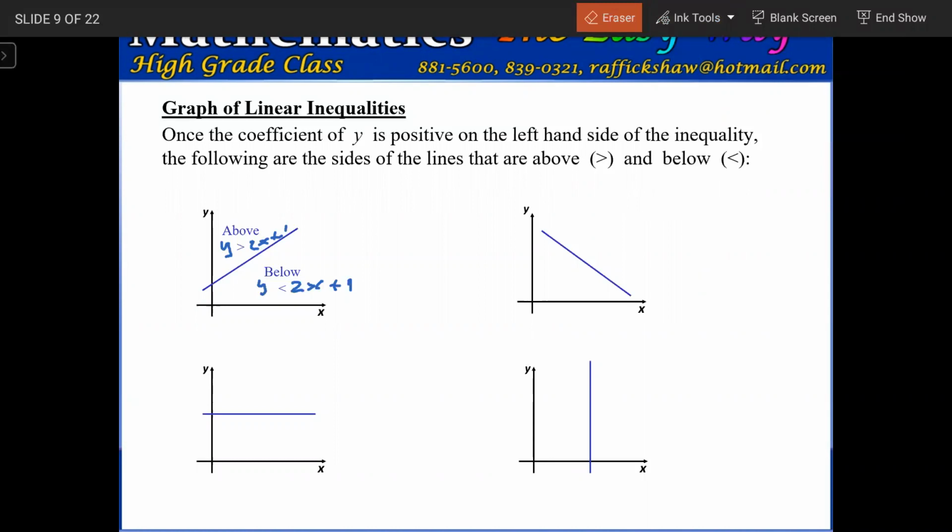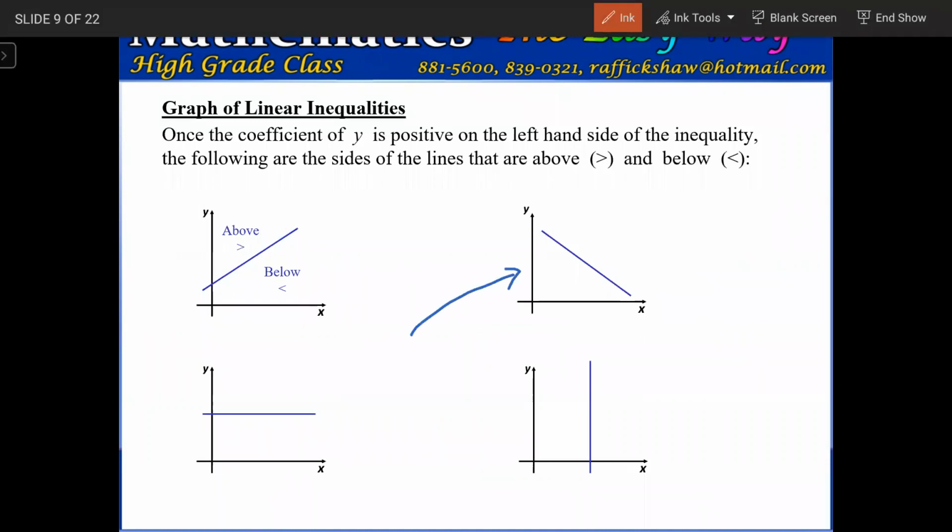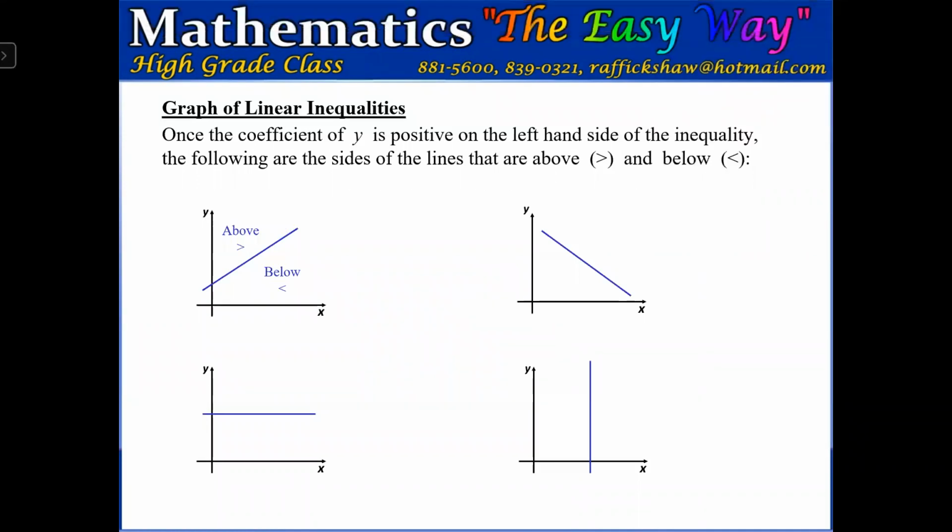So all I'm showing you now in this slide is which side of the line means above and which side of the line means below. So it's pretty straightforward. On the second one over here now, and that one, right? Up there is for above, and under there is for below. And the horizontal line one, clearly up there is for above when you have a greater than sign, and down there is for below when you have a less than sign. And for a vertical line, above is to the right of a vertical x equals line, and the left is for below.